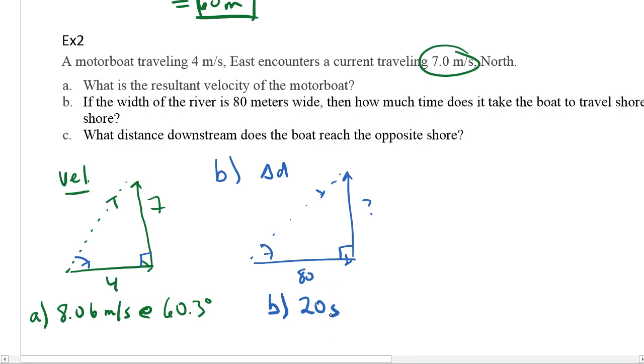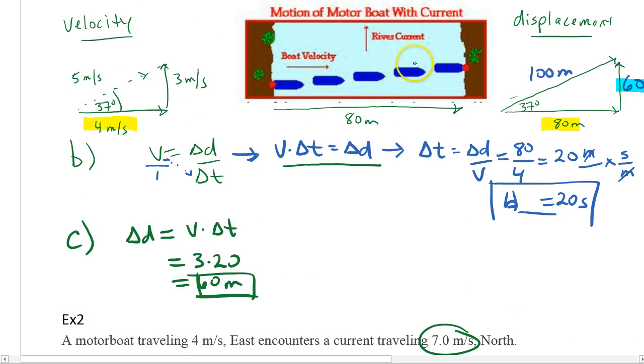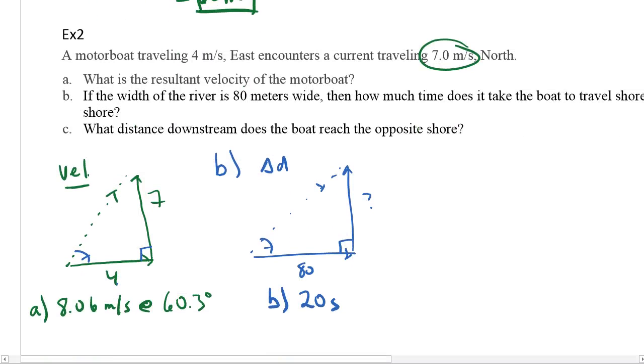If you have a boat that can go 4 meters per second, and you point it straight across the river, it doesn't matter how fast the current is. The current doesn't make any difference if I'm going straight across. It takes me 20 seconds to get across, so that's my answer for B.